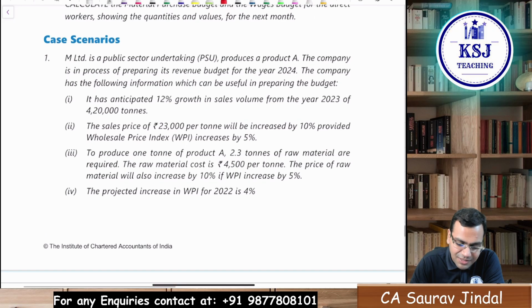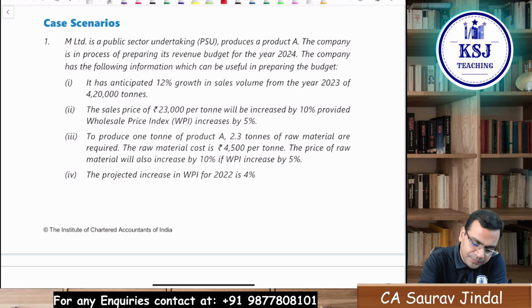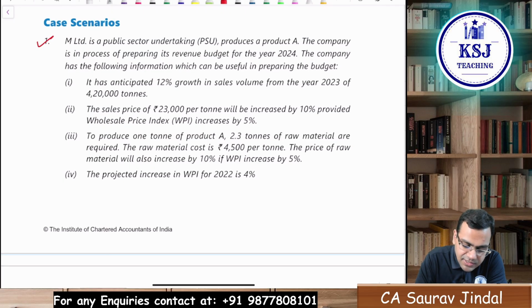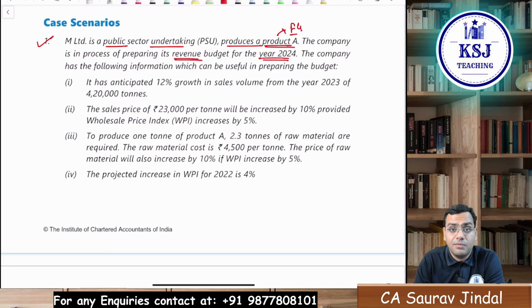Okay, let's get going with the budget and budgetary control case scenario. M Limited is a public sector undertaking, produces a product A. So this product A is your finished good. The company is in the process of preparing its revenue budget for the year 2024. Basically, revenue budget will tell you what will be your sales, what will be your cost, what will be the ultimate profit or the loss that the company is anticipating. The company has the following information which can be useful in preparing the budget.